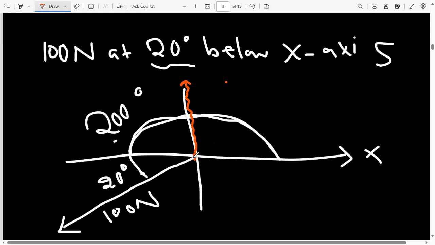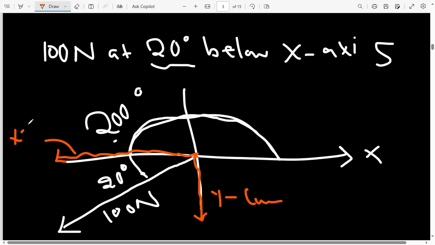And then this is the y, right? So this is the y. And then, okay, I wasn't supposed to go up there. Supposed to go down. Okay, so this here will be our y component, and then this here will be our x component.